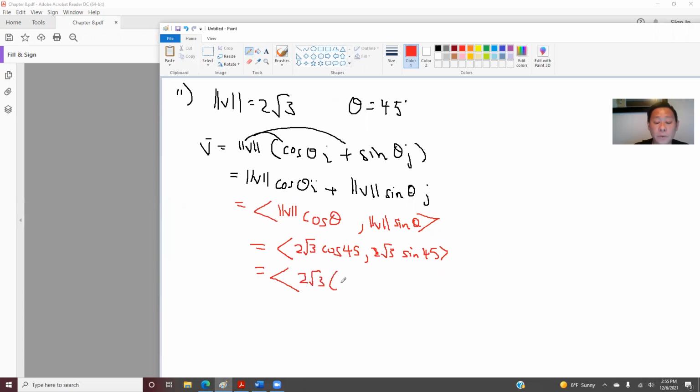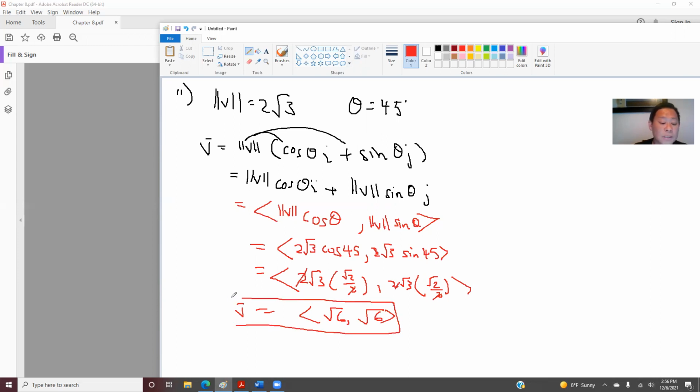And we just multiply this out. Cosine 45 degrees is √2/2, and sine 45 degrees is also √2/2. This is where we learn it from the unit circle. Then the 2 and 2 cancel, so what we get is √6, and this one is also √6. So the vector v in component form is √6, √6.